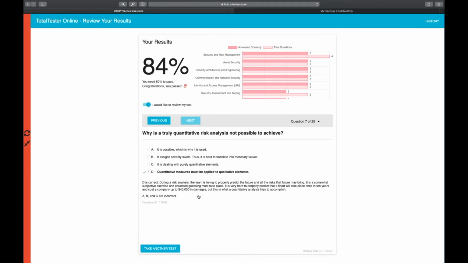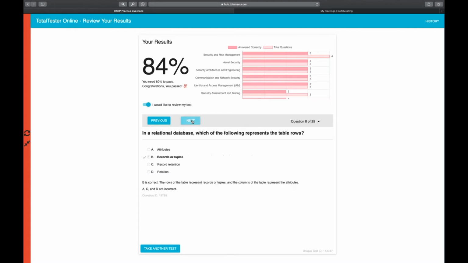During a risk analysis, the team is trying to properly predict the future and all the risks that future may bring. It is a somewhat subjective exercise, and educated guessing must take place. If you're using some kind of educated guess or subject matter experts and their expertise, those are qualitative elements. All you need is one to make it not purely or truly quantitative.